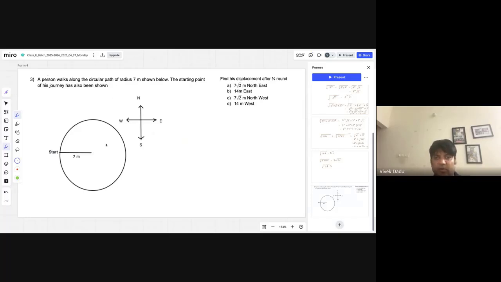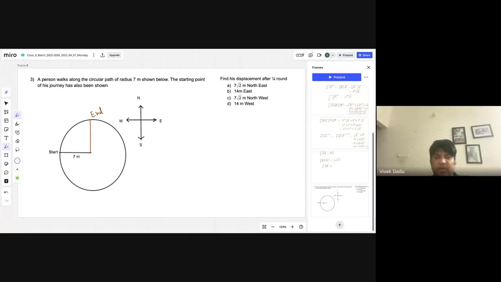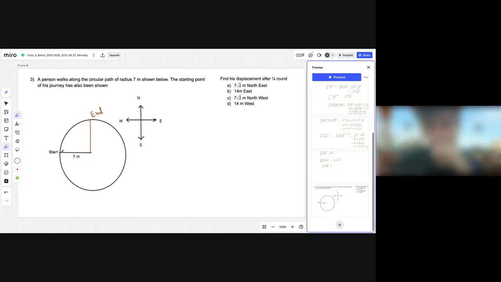Okay, a person walks along a circular path of radius 7 meters. Nihal, see, we already concluded, right? After 1/4 round, he will be here. Nihal, are you there? Sir, I'm back. My PC shut down. Okay. We started with this, right? Yes, sir. Now look at it.